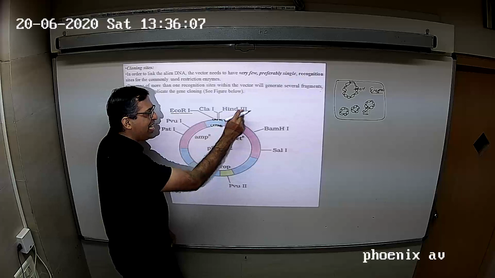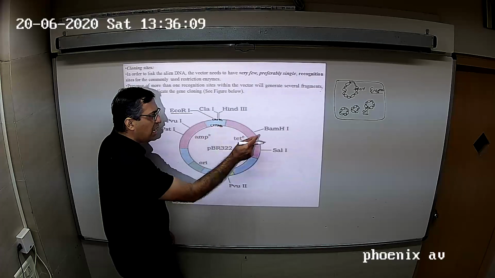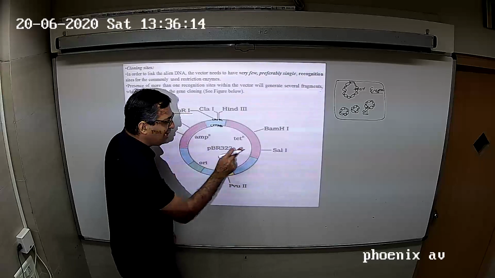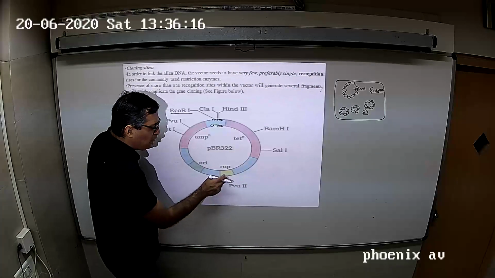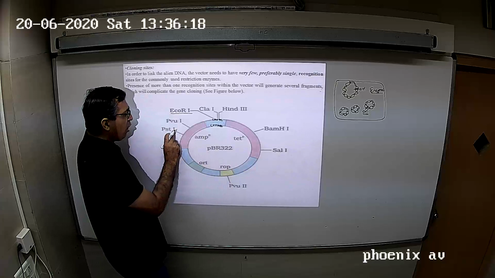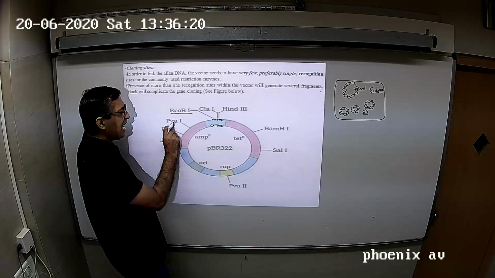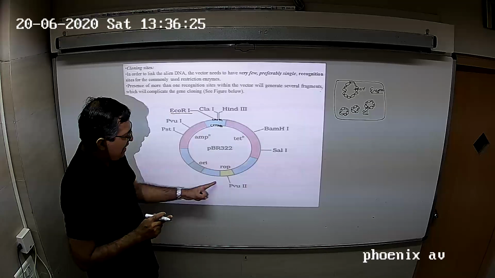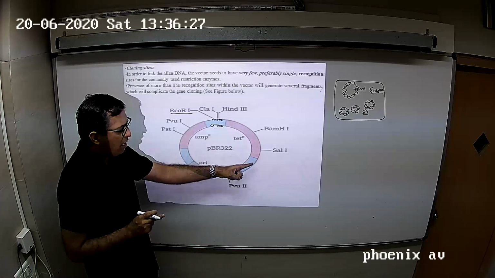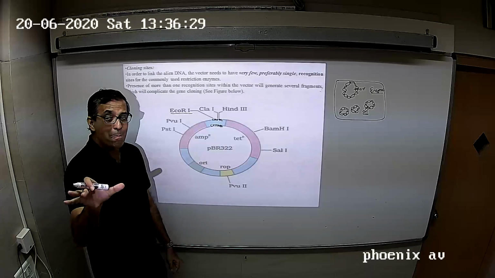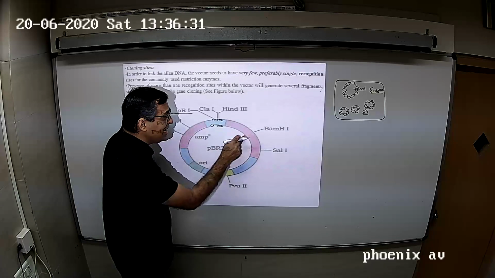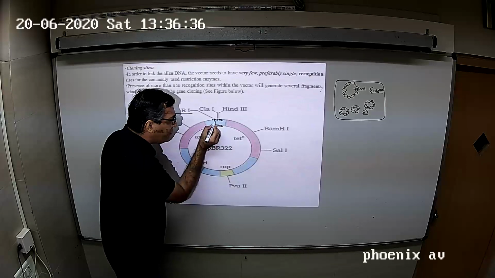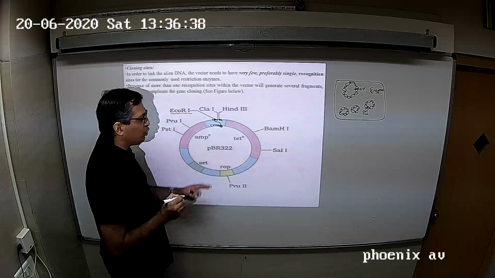Similarly, for HindIII there is a recognition site, for BamHI there is a recognition site, for SalI there is a recognition site, for PvuII there is a recognition site, for PstI there is a recognition site, for PvuI there is a recognition site. So there are many restriction sites for different enzymes, but mind you, there is a single recognition site. Say for EcoR1 you have one GAATTC which will be cut.